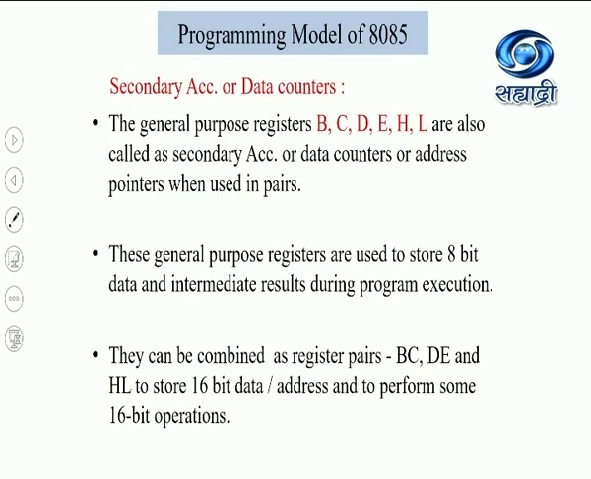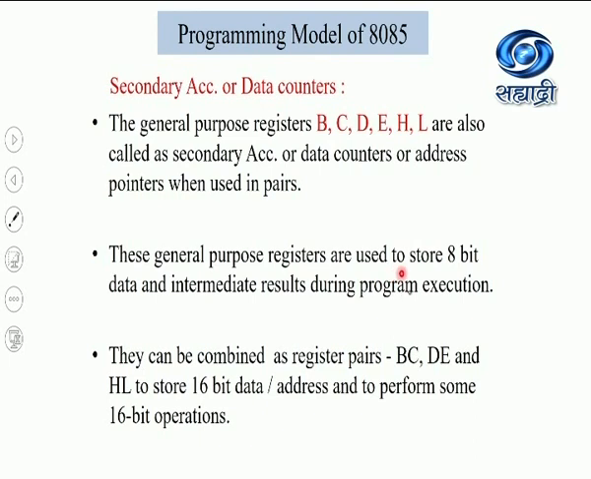Secondary accumulator or data counters. So in programming model, we have seen accumulator, flag register followed by the 6 general purpose registers. The general purpose registers B, C, D, E, H, L are also called secondary accumulator or data counters or address pointers when used in pairs. So here these registers can be used to store data. They can be used to store intermediate results, and if you use them in pairs, they become 16-bit, and such 16-bit registers can be used as a memory pointer or address pointers.